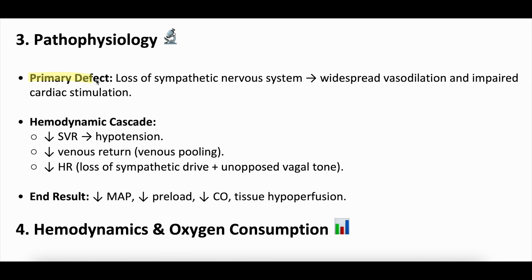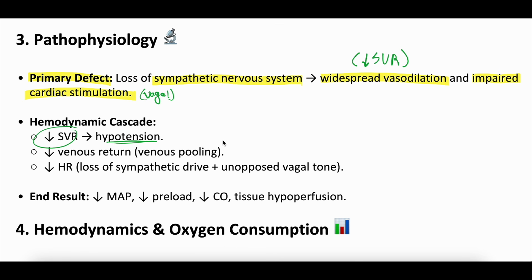So as we said, the primary defect here is we're losing the sympathetic nervous system. Without the sympathetic nervous system, we get widespread vasodilation. And as we said, this is equivalent to that low SVR state. So decreased systemic vascular resistance and widespread vasodilation. We also have impaired cardiac stimulation because you don't have that sympathetic nervous system. In fact, you just have vagal or parasympathetic tone, and that's that bradycardia. So the hemodynamic cascade here is vasodilation from low SVR leading to hypotension.